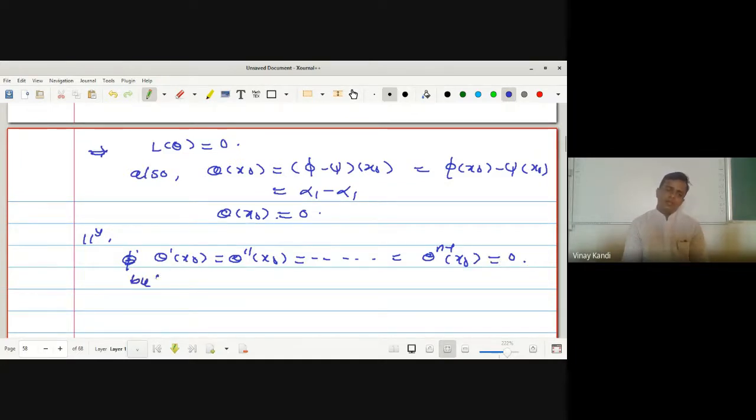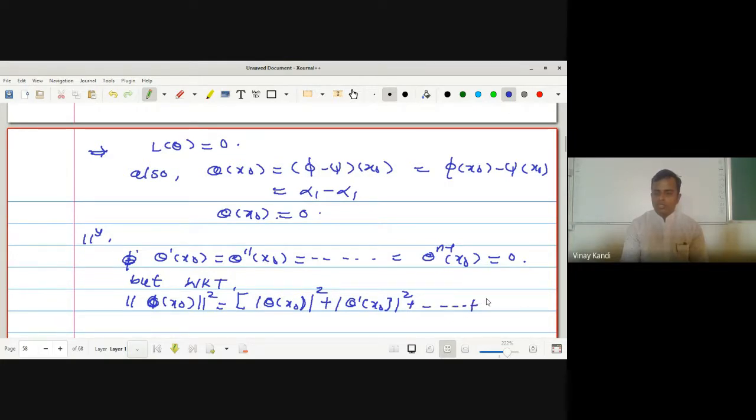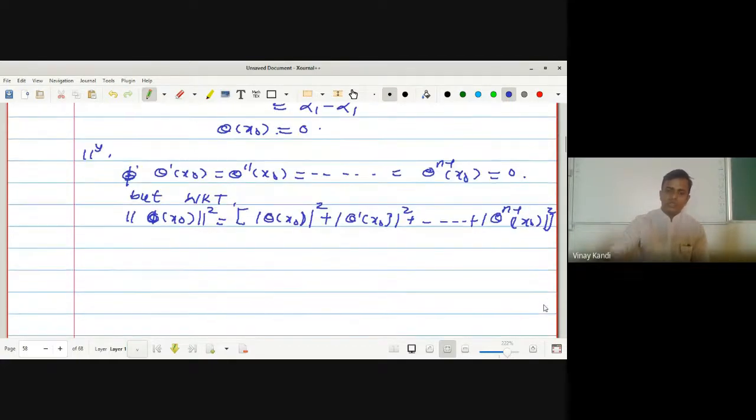But we know that the norm square of theta at x naught is equal to mod of theta of x naught, bracket square, plus mod of theta dash of x naught, bracket square, plus up to so on plus mod of theta raised to n minus 1 of x naught, bracket square, which is equal to 0 plus 0 plus up to 0, which is equal to 0. This implies norm of theta of x naught, bracket square, is equal to 0.